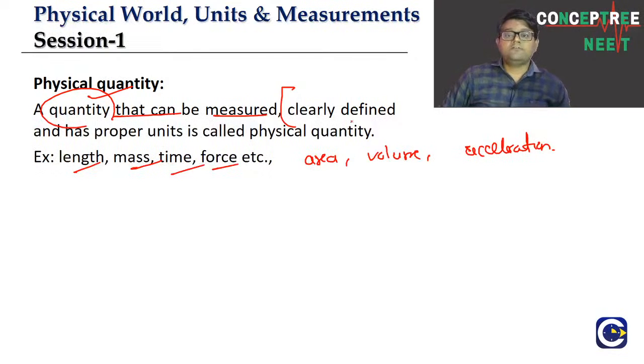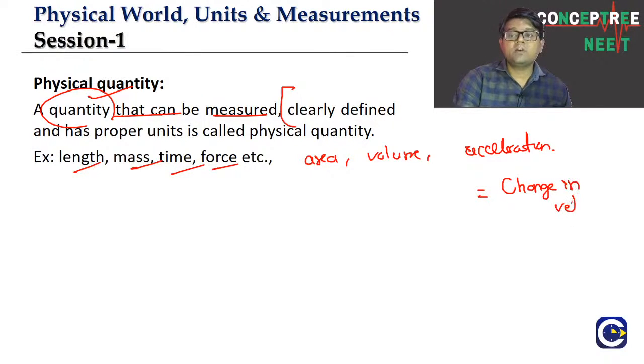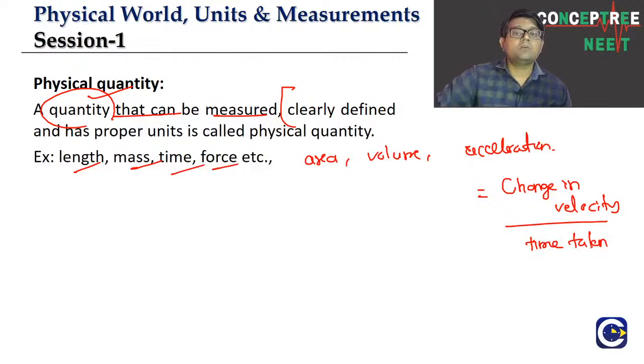So if I say acceleration, there should be a clear definition. Already we know, in 9th standard we studied acceleration, right? I think we can recall. What is the definition of acceleration that we study? Acceleration, how do you define it? It is the change in velocity. And what is the formula of acceleration? Change in velocity by the time taken. Okay, so which means we are giving a clear definition for acceleration.